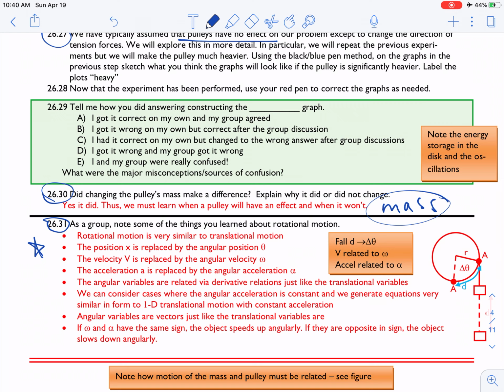And angular variables are vectors just like the translational variables are. And if omega and alpha, so angular velocity and angular acceleration, have the same sign, then the object speeds up. Right? If they have opposite signs, then the object slows down, and there were some clicker questions from last time, so hopefully they are clear too.